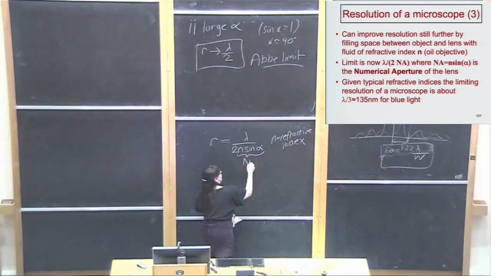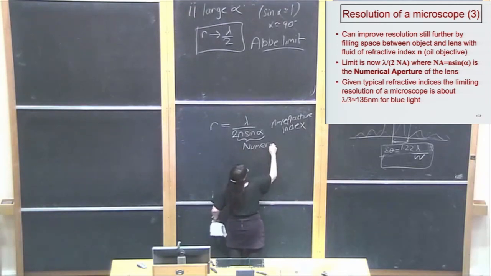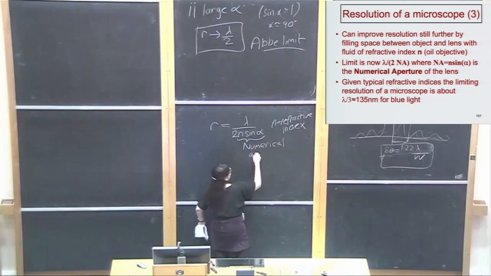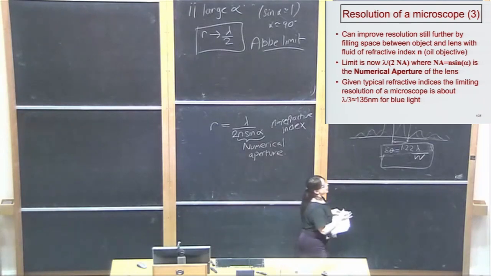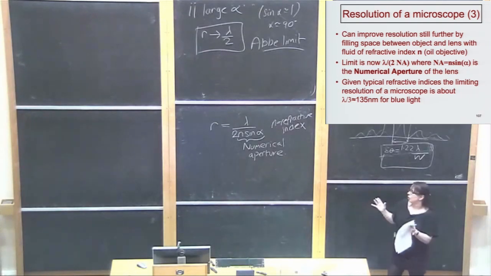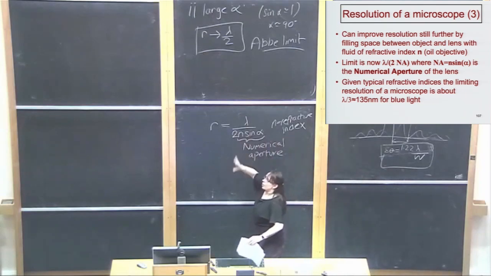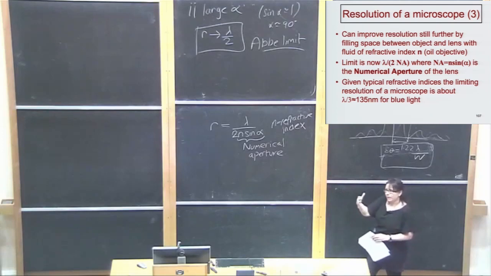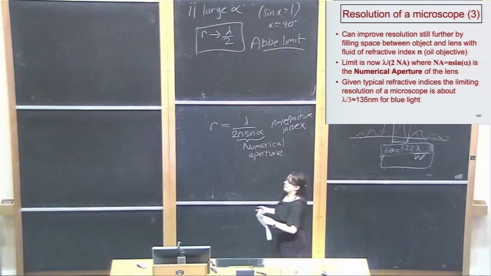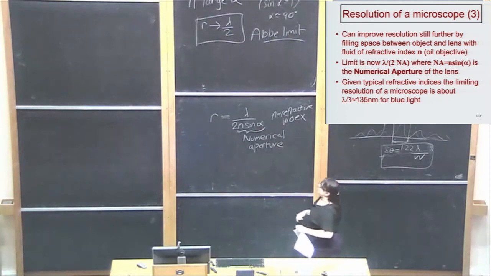That thing, n sine alpha, is called the numerical aperture. You will have come across that phrase before, back in the geometric optics problem sheet where you were looking at optical fibres and things. There was something called the numerical aperture. It's basically a measure of the angular range over which your instrument can accept light, right? Because that changes if you've got some alternative refractive index other than air in your piece of apparatus.